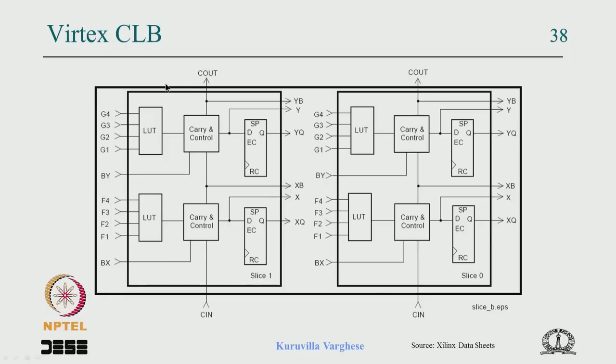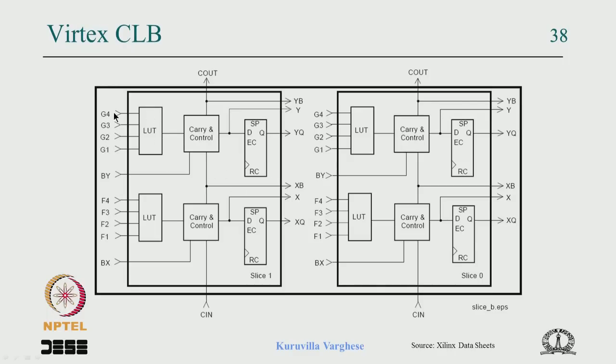As I said, one CLB has 2 identical slices, and one identical slice has 2 parts. We will concentrate essentially on this. So it has a 4 input lookup table.